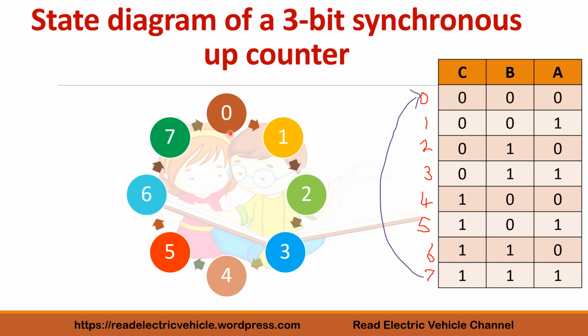This state diagram is very important to design any counter. Since it is specified as a 3-bit synchronous up counter, it is going in this direction. Suppose you want to design a down counter, your arrow mark should be in the reverse direction. It goes from 0 to 1, 1 to 2 for the up counter. In case of a down counter, it will start from 7, 6, 5, so the arrow direction will change. You need to know the state diagram clearly so that you can design the counter.